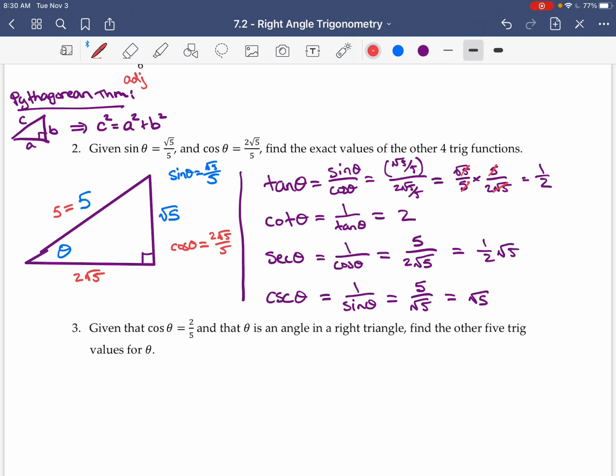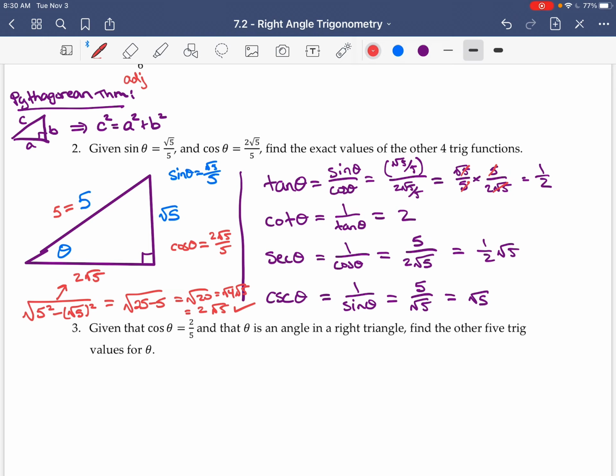But you could have also found this by checking. So this side would be the square root of the hypotenuse squared minus the other side squared. So that's the square root of 25 minus 5. So root 20, which is root of 4 times root of 5. So it is 2 root 5. Okay, so that checks out. So then you could find the other trig functions from here.